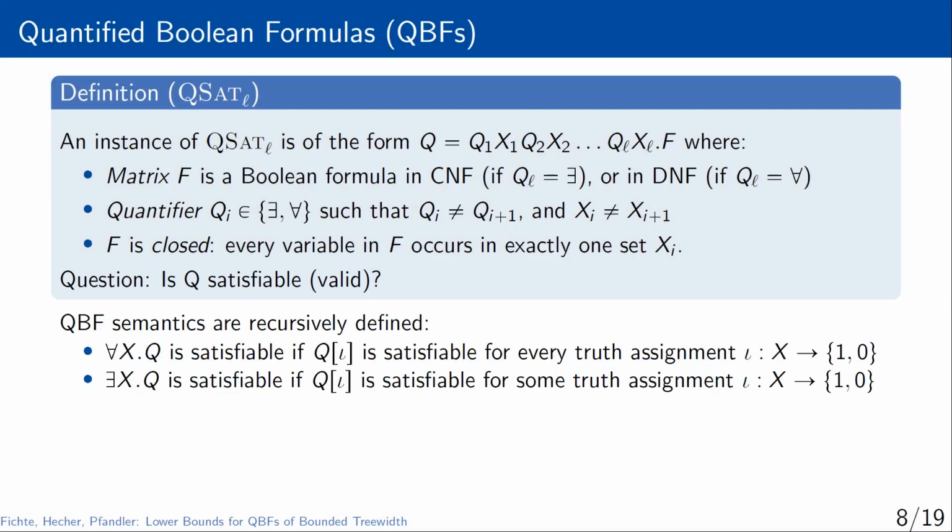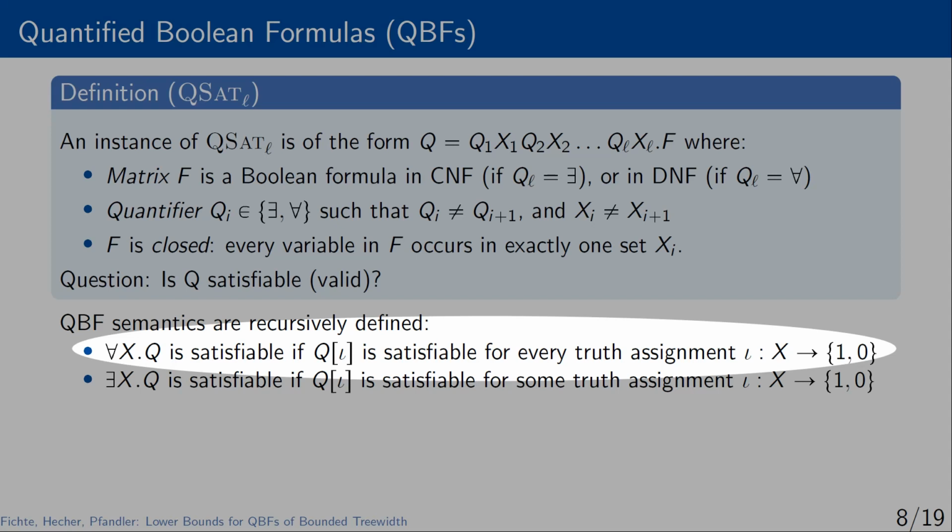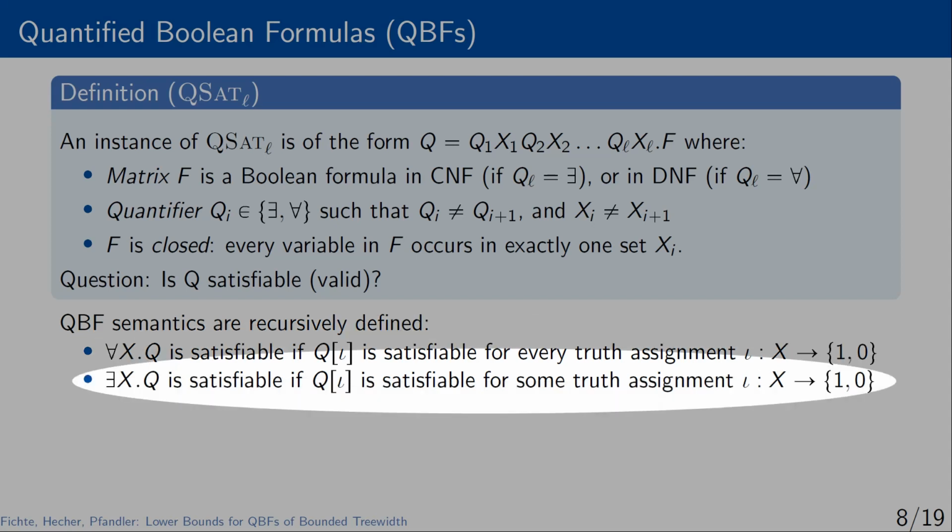Satisfiability of a given QBF can be easily defined via recursion. So for all xq is satisfiable if for any assignment involving the variables x, q under this assignment is satisfiable, and further, exists xq is satisfiable if there is at least one truth assignment involving the variable x such that q under this truth assignment is satisfiable.